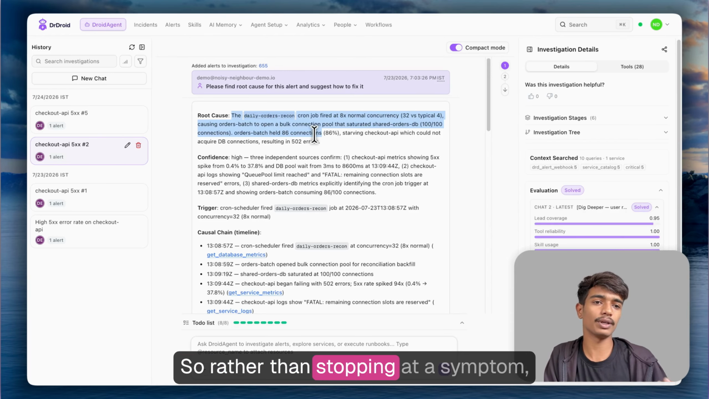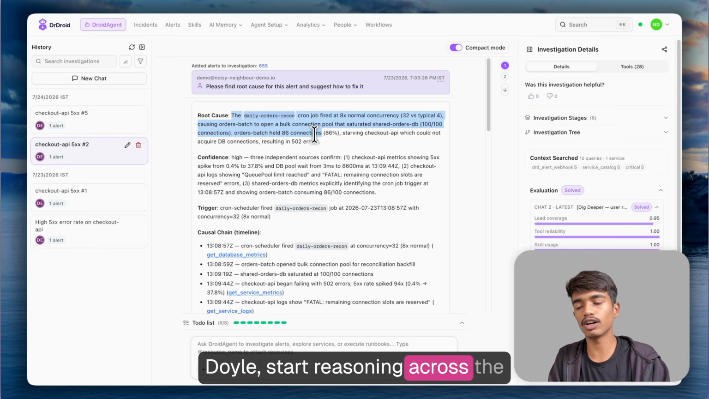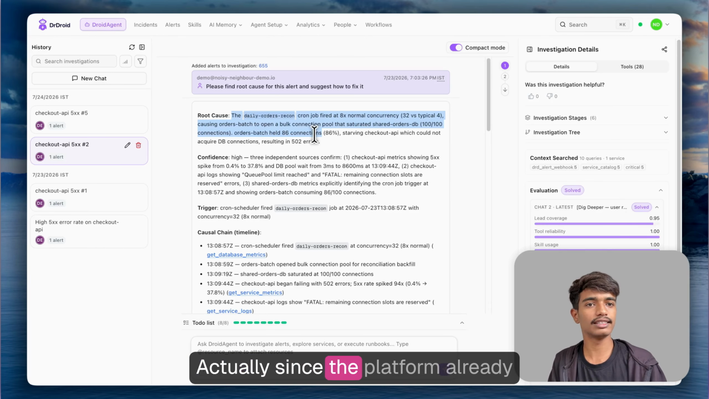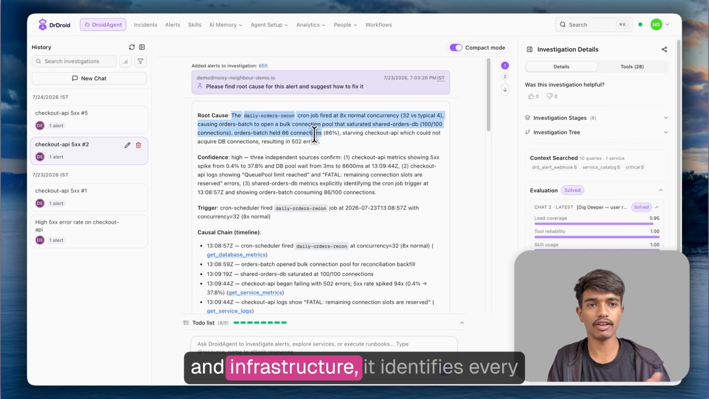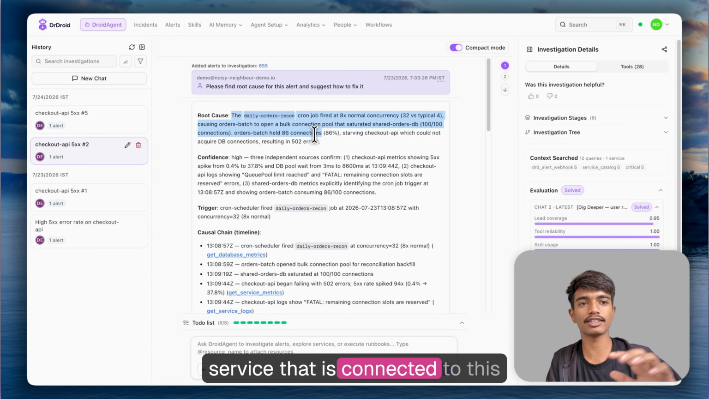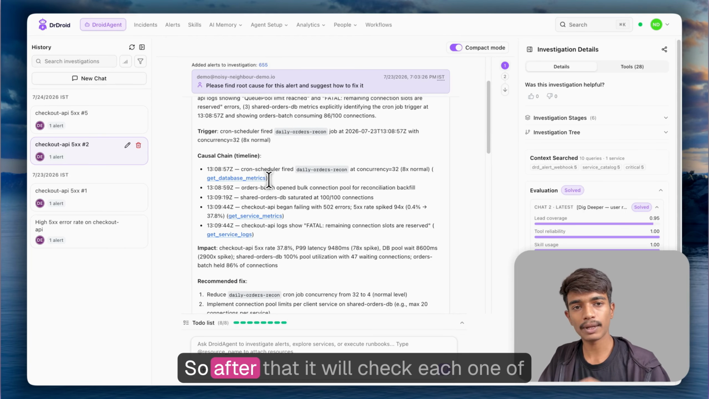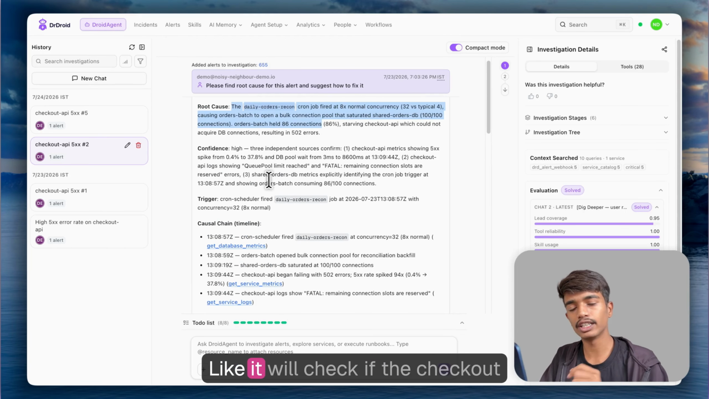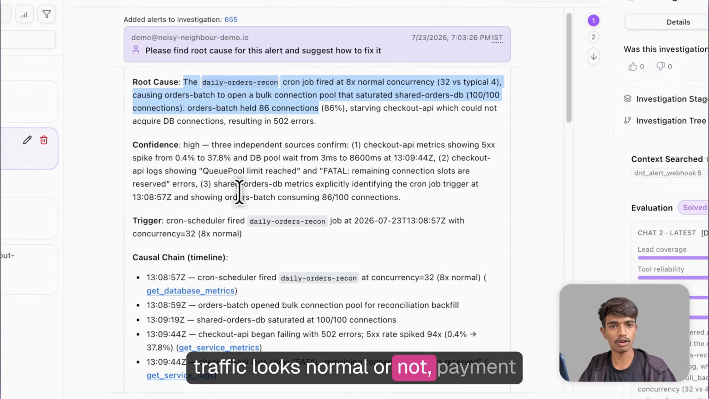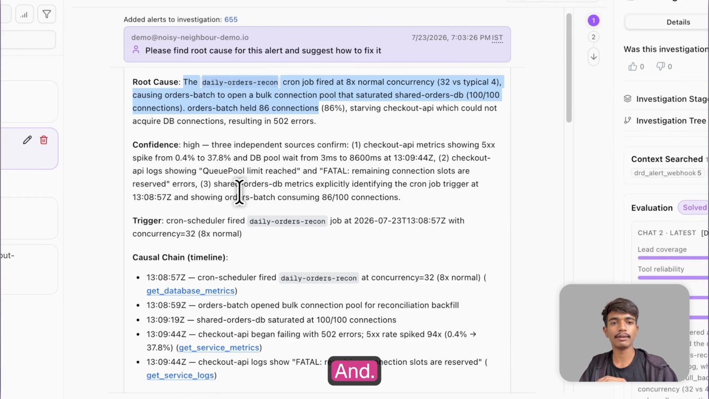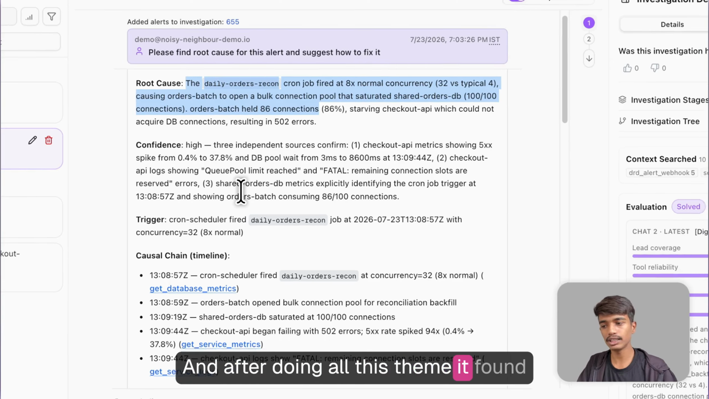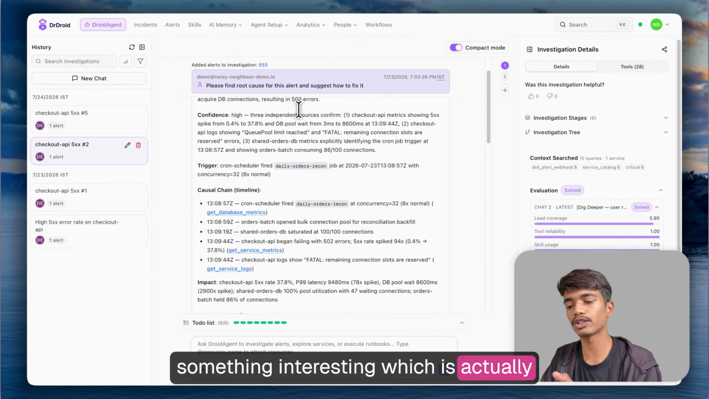Rather than stopping at a symptom, DrDroid starts reasoning across the graph. Since the platform already knows the relationship between services and infrastructure, it identifies every service that is connected to this shared database. After that, it checks each one of the services, like whether the checkout traffic looks normal, whether the payment service is healthy, and after doing all this, it found something interesting, which is the actual root cause.